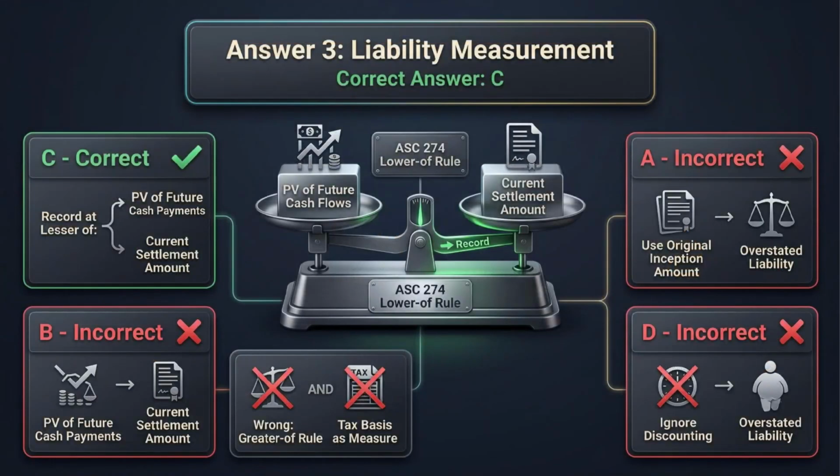The correct answer is C. Under ASC 274, liabilities are measured at the lesser of the discounted amount of future cash to be paid or the current settlement amount. Option A is wrong because the original borrowing amount may no longer represent the present obligation. Option B is wrong because a greater of rule and tax basis do not state the liability measurement rule. Option D is wrong because ignoring discounting can overstate the obligation when time value is material.